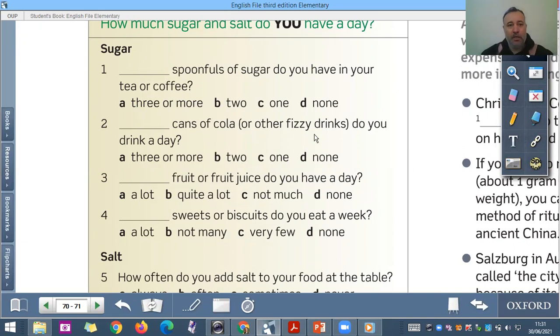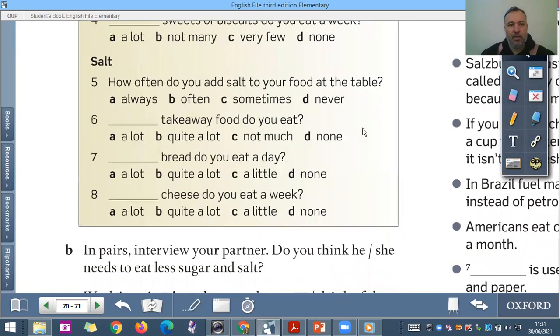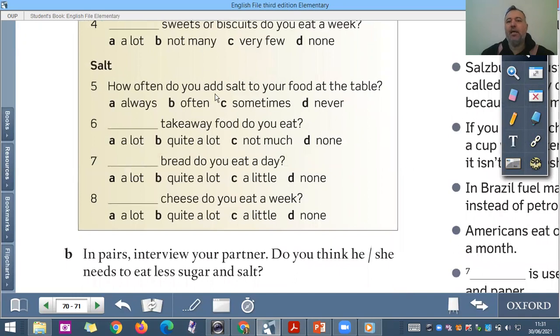Now you complete about the sugar part. How many, how much, and then you answer them. And you do the same for this other part about the salt. How often do you put salt to your food at the table? Do you always add salt? Do you often add salt? Sometimes or never? How often? Every day, sometimes, always, often, never, okay?